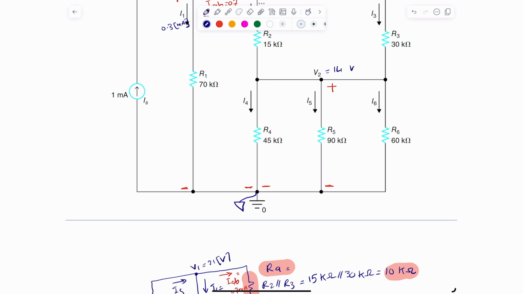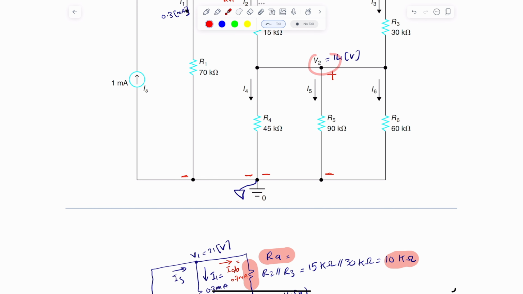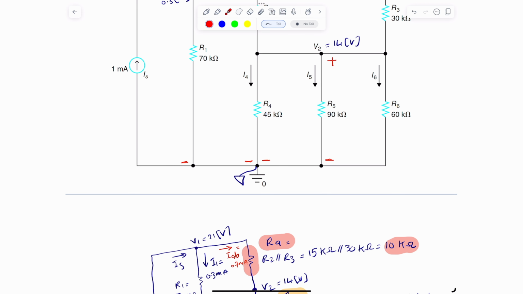Okay, all right, so that's good. Now, can we figure out the I4? I believe we can, now that I know V2, which is the same voltage across R4, R5, and R6, so I can figure out what I4, I5, and I6 are. That leaves me with I2 and I3. Why don't we just do that? We'll do R4, R5, and R6, and then we'll come back and figure out I2 and I3. So I4 is simply V2 divided by R4, I5 is simply V2 divided by R5, and I6 is simply V2 divided by R6.